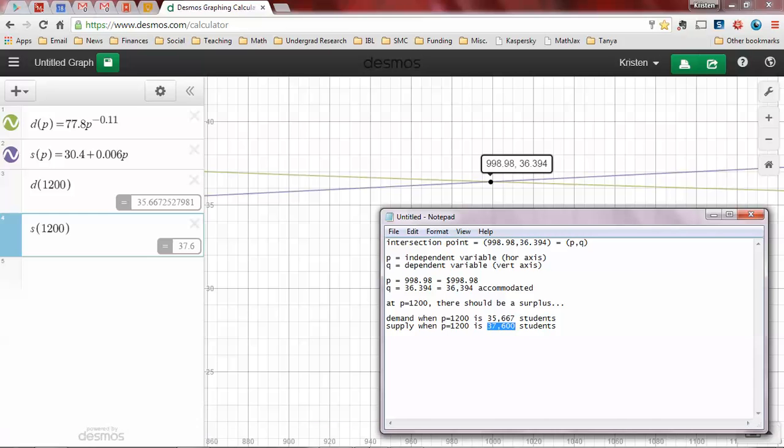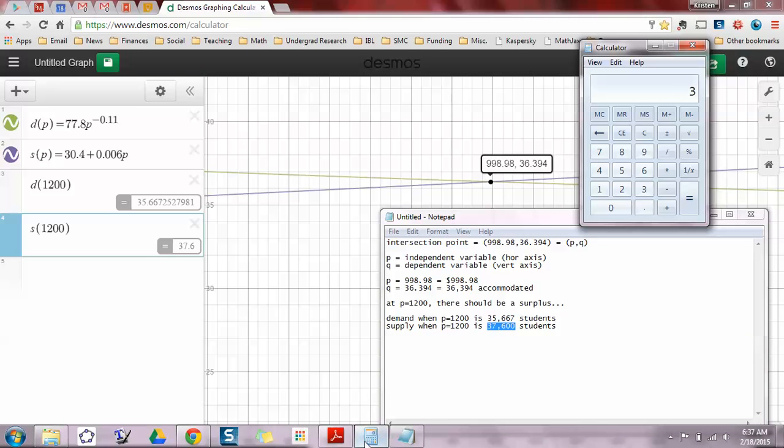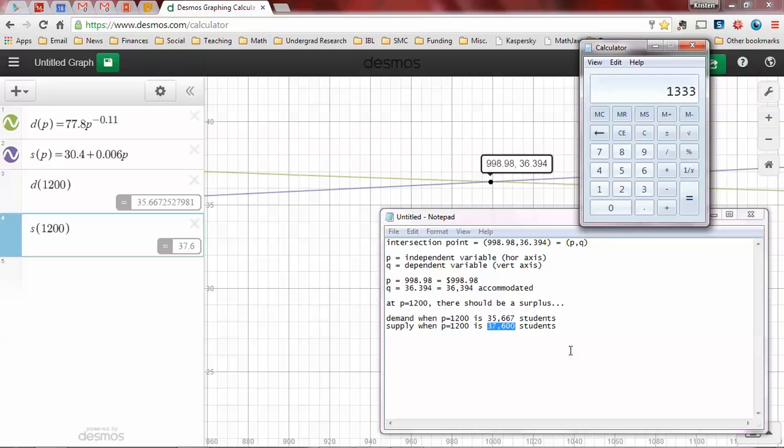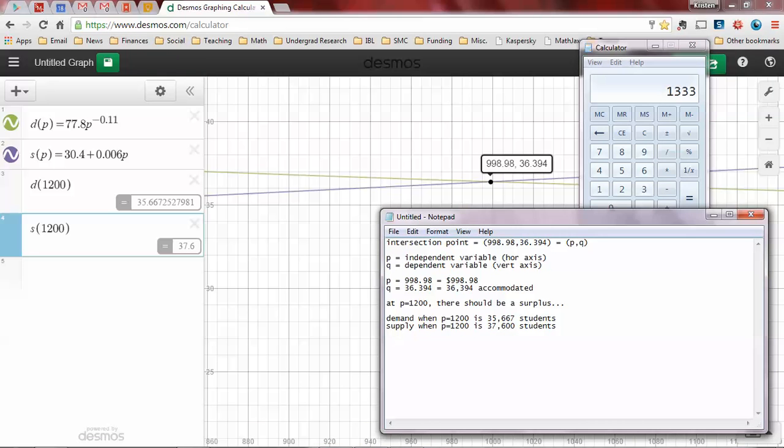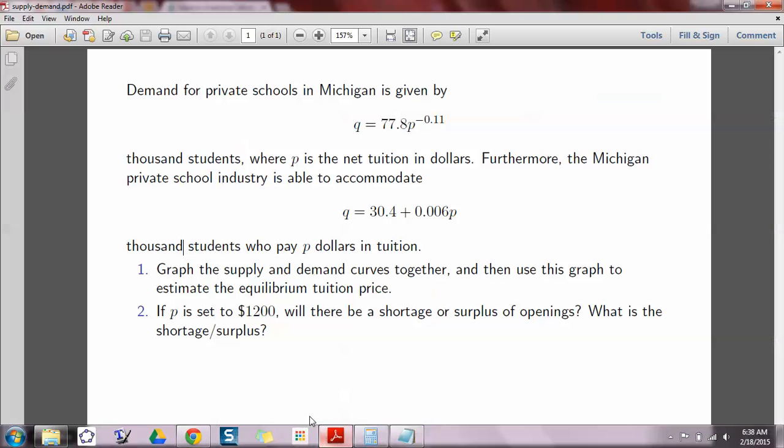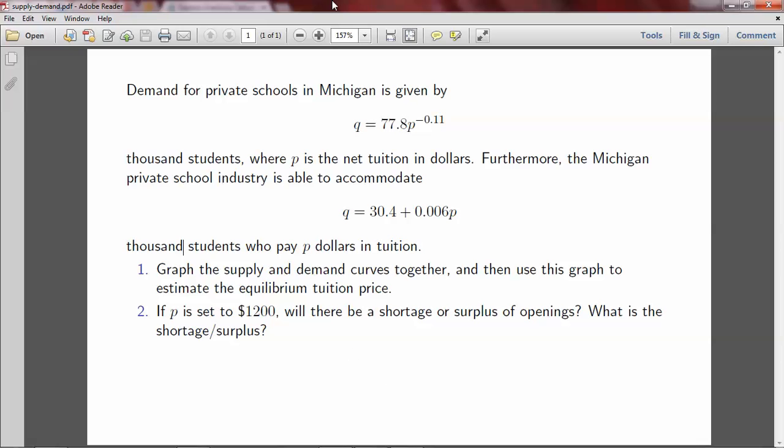spots at that price. So what's the difference there? 37,600 minus 35,667 is 1,933. Okay, and actually we can put that up here. There should be a surplus. The surplus is 1,933 students. That's how many extra seats there will be at that price. And that answers all of the questions for this example.